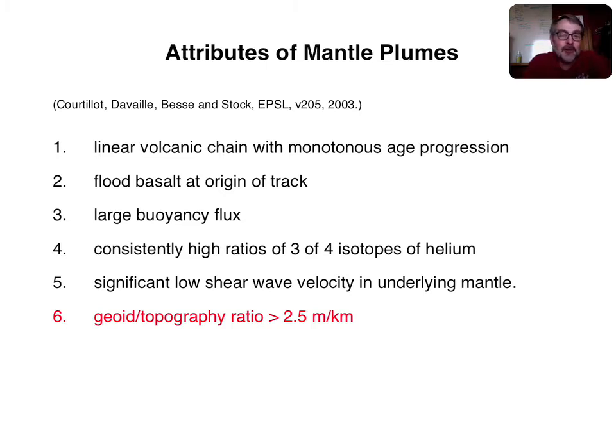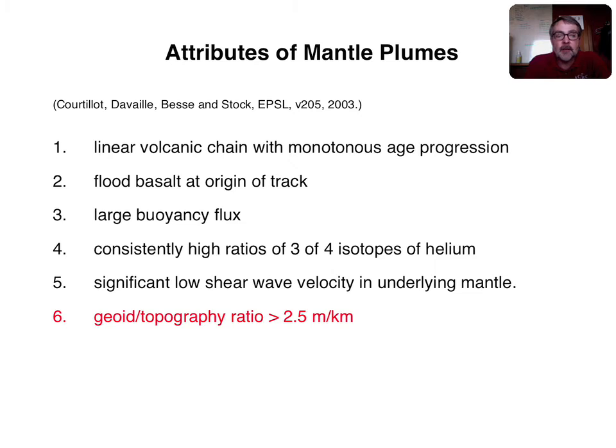Okay, so in your reading list, I'm sure you've all read all those papers in the reading list, right? There's only a few. Anyways, one of the papers is by Pirajno and colleagues, and I like this paper because they've taken a very objective approach to mantle plumes. They said there's a lot of debate on whether a hotspot is related to a mantle plume. So they said, let's go through and make a table, take all the hotspot chains, and assign these attributes. Do they have a linear volcanic chain with some kind of an age progression? Is there a flood basalt at the origin of the track? Do they have a large buoyancy flux?